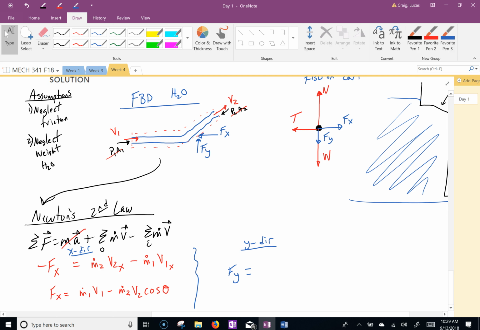Hold on, wouldn't f of x be positive to start with and f of y be negative? Wait, no. I flipped it. We're assuming positive is this way. Yep, I didn't switch that. And in this case, anything coming out there is, right? It would be, yes. So m dot v2y, and there's nothing coming in, so we can put minus 0.